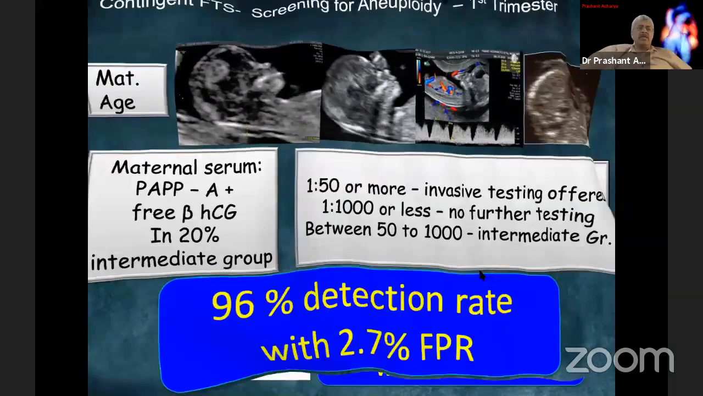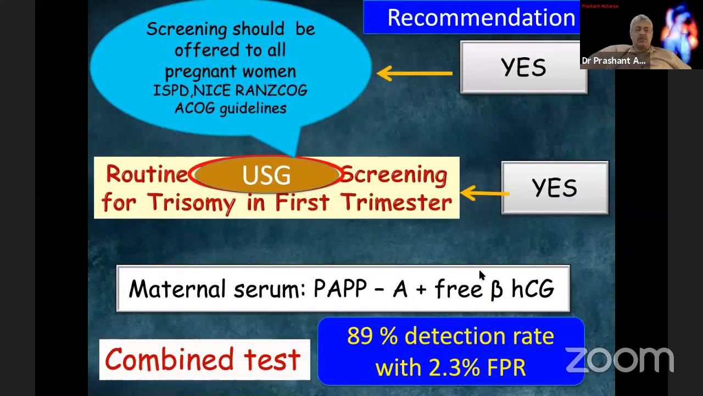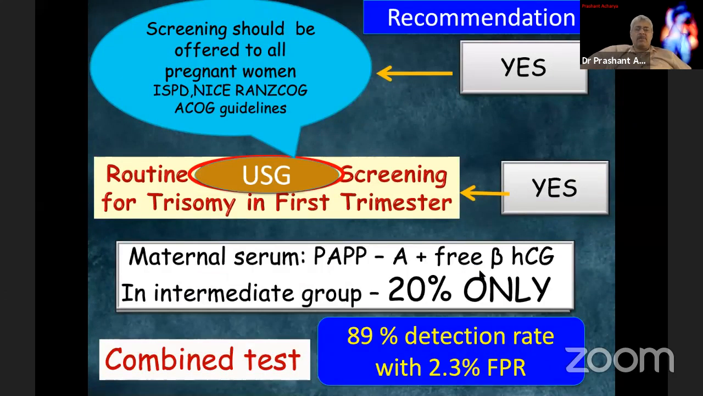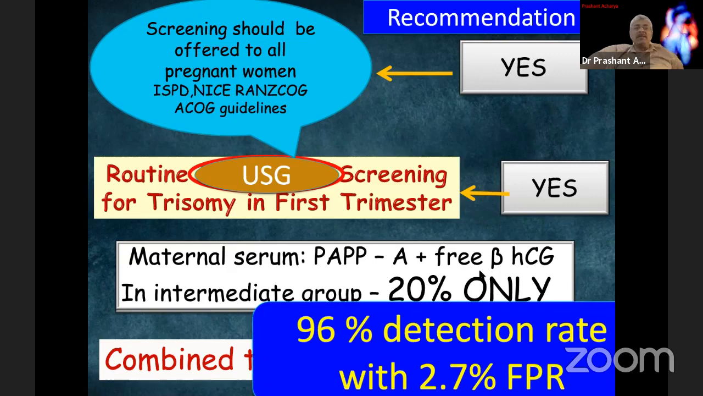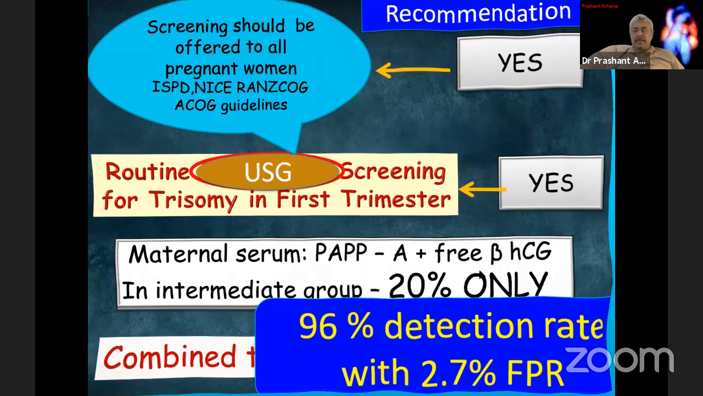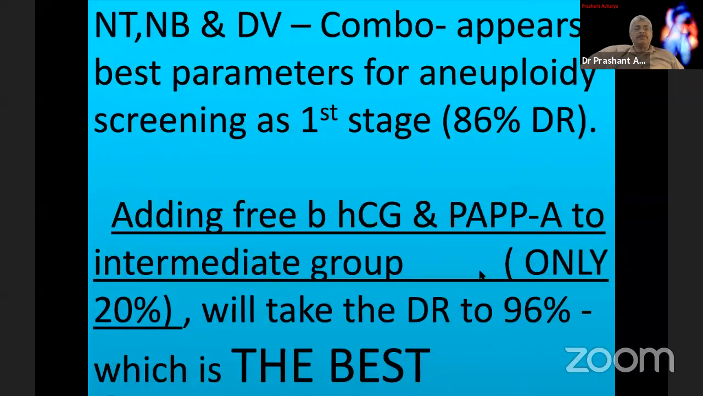Routine biochemical screening has to be replaced by good ultrasound screening, and maternal biochemistry only in 20%. Your detection is going to be 96%. So that is what we recommend at Paras, and this is what is going to be there.